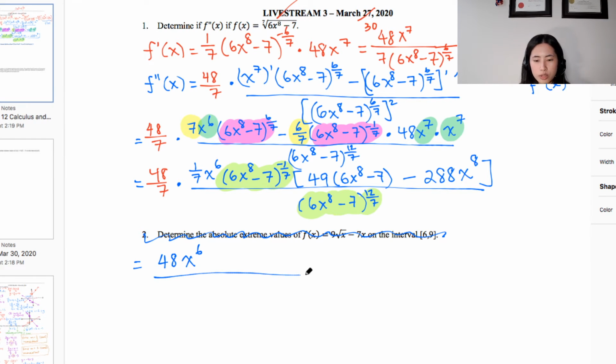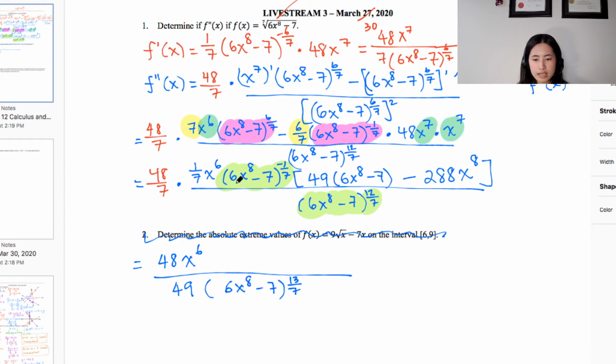And this is all going to be over 49, right? And my denominator now, because I'm adding this 1 over 7, essentially when you move this down, you're going to have 6x^8 minus 7 raised to the power of 1 over 7. So all you have to do is add your exponents. That's why this is now 6x^8 minus 7, raised to 13 over 7.